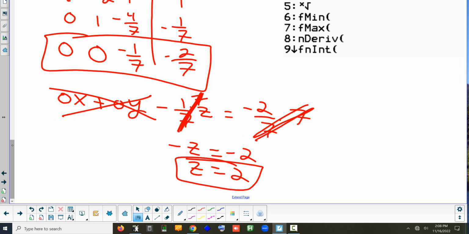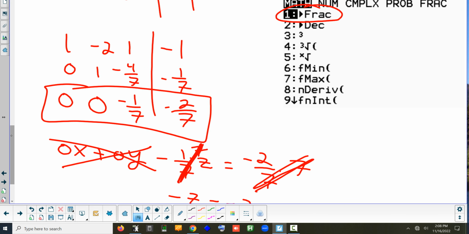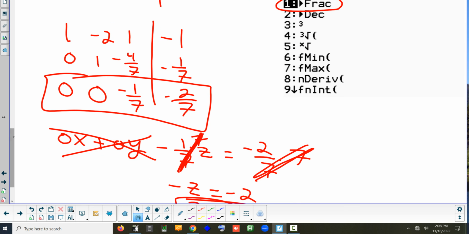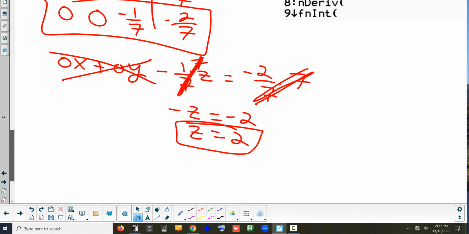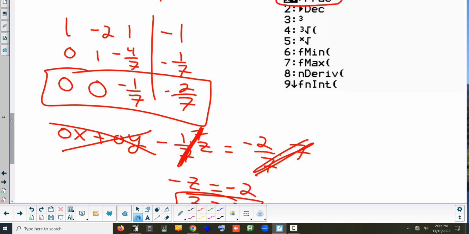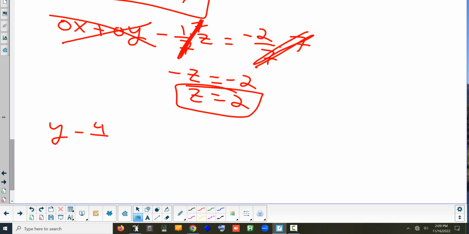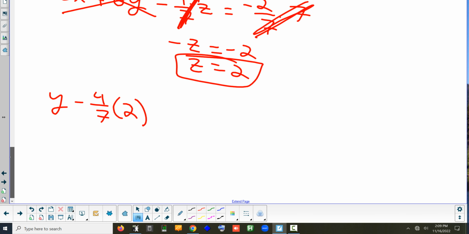All right. Now, let's use, I don't know, let's use the middle one. 0x plus y minus 4/7 z equals negative 1/7. And let's see what we get for y. All right, so 1y minus 4/7 z equals negative 1/7.